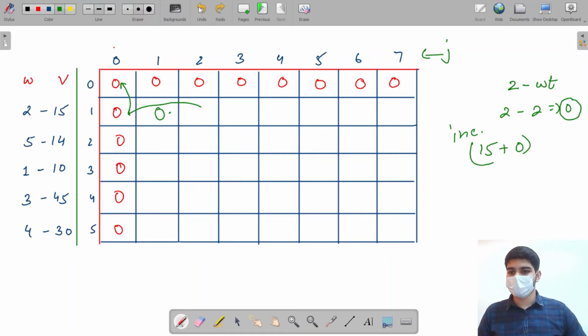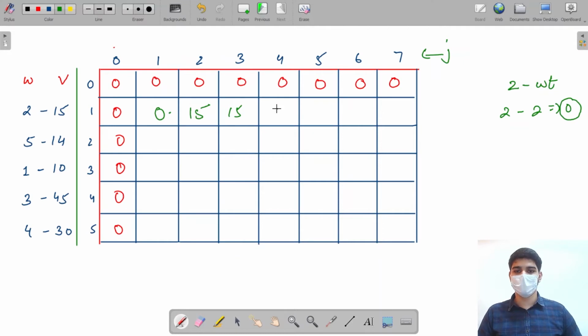So what I would do is, I would include myself, and if I include myself, I would get 15 over here. Again, when the current weight is 3, if I exclude myself, I would get 0. If I include myself, I would get 15 plus 0, which is 15. Again, if I include myself, I would get 0 plus 15, which is 15, and if I exclude myself, I would get 0. Throughout this row, as I cannot include anything other than me, because I am the very first item, everything would be 15.